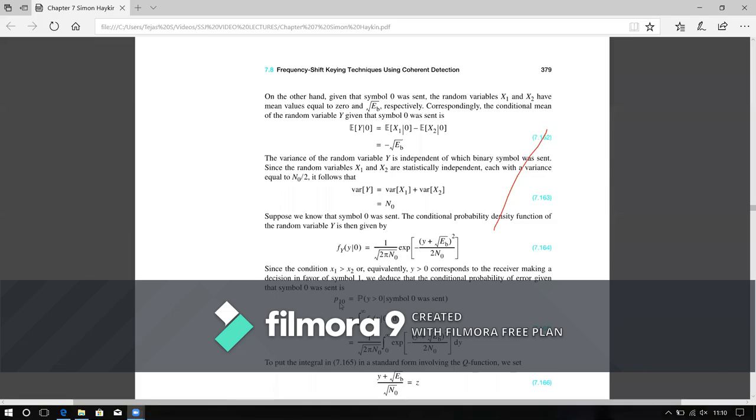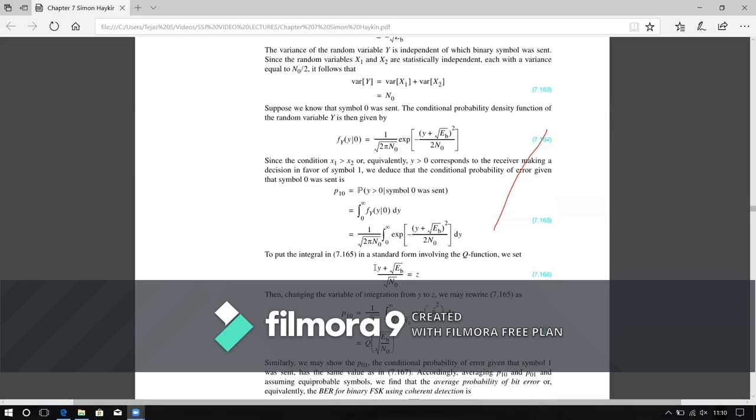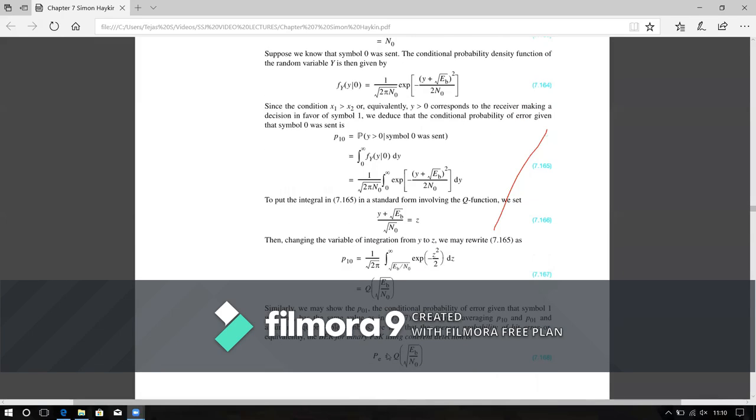So we are trying to find the probability of error. The probability of error, y greater than 0 when symbol 0 was transmitted, is obtained by taking this conditional PDF and integrating between the limits 0 to infinity. When you do that and simplify by making the substitution z equal to so and so, you get P10 equal to Q of root of EB by N0. That is, symbol 0 was sent but an error is created because the decision is taken in favor of symbol 1. Now if I do the same with P01, that is, symbol transmitted is 1 but the decision is taken in favor of symbol 0, I get the same value.